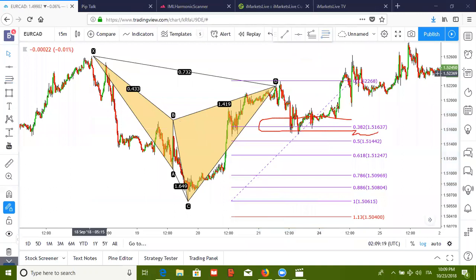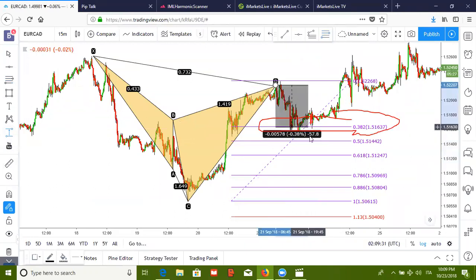And especially when starting out, aim for target one. From our entry point to here, on a 15-minute chart, that's 60 pips right there that you would have made. 60 pips.